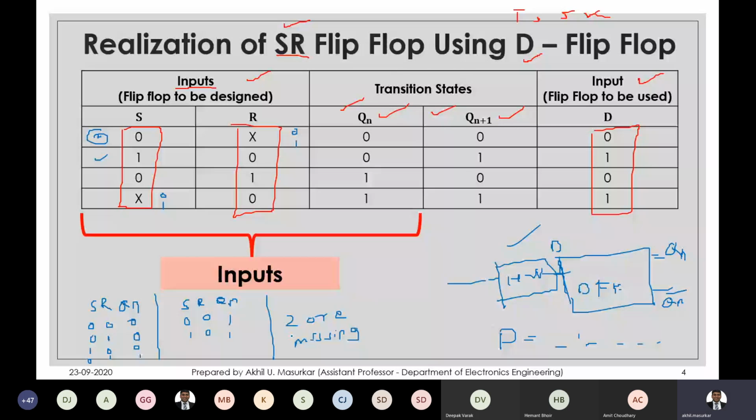Please put it in the chat box whether you have drawn this table or not. So more on this, what I have written below, I will just explain it in the next slide.